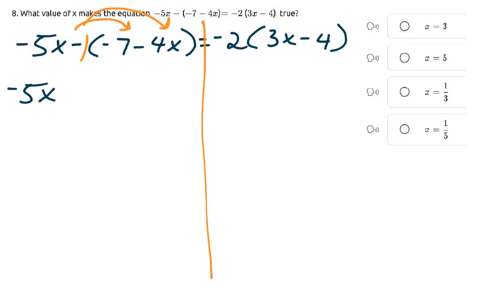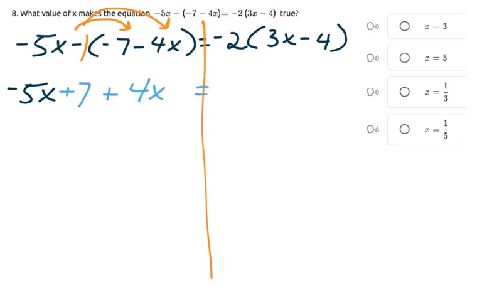We got to do negative 1 times negative 7 and then times negative 4x. So let's do that real quick. Negative 1 times a negative 7 would make this plus 7. Plus 7. And then negative 1 times a negative 4x would get you plus 4x.